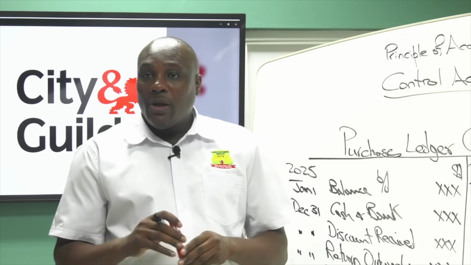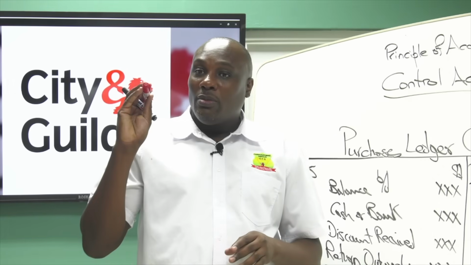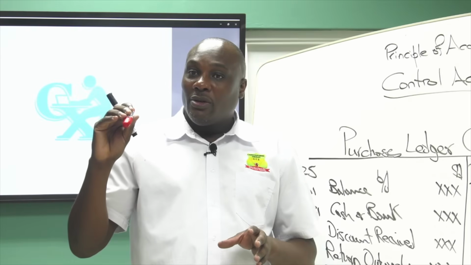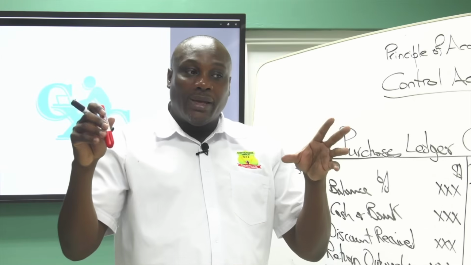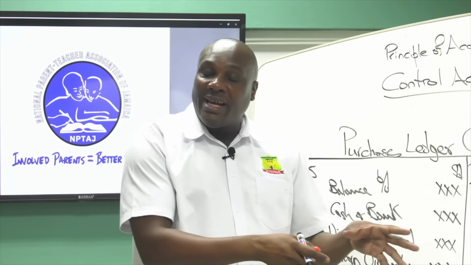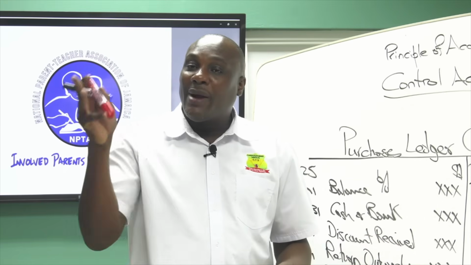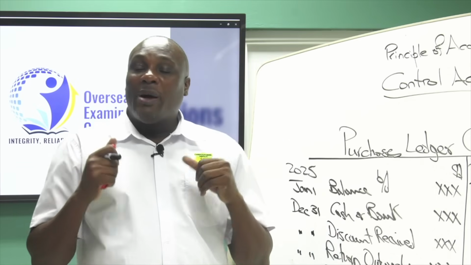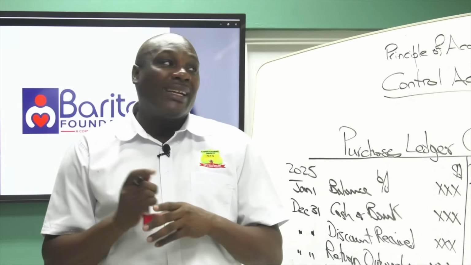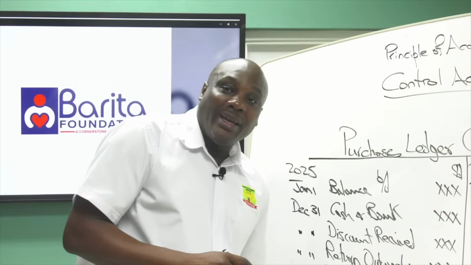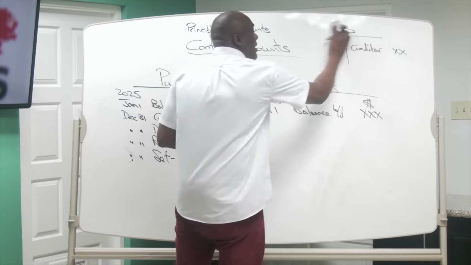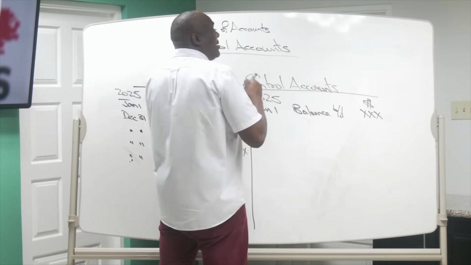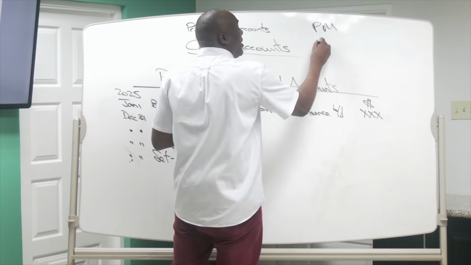Farmer Joe buys materials to carry out the day-to-day activity of his farm from Price Mart on credit. Farmer Joe then owes Price Mart. In that case, Price Mart will now be a creditor. You get that? Farmer Joe owes Price Mart. So Price Mart, the creditor.